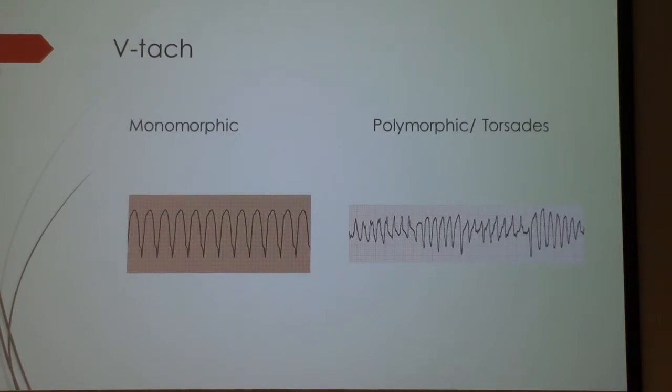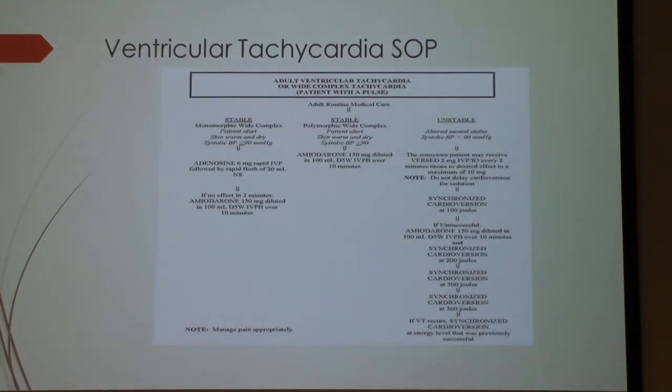So our wide complex tachycardias, we can break it down into monomorphic, meaning everything looks the same, or polymorphic, torsades. Polymorphic is coming from multiple focal spots, and they all look a little bit different. So I'm just going to go to this slide instead. This is probably the easiest.